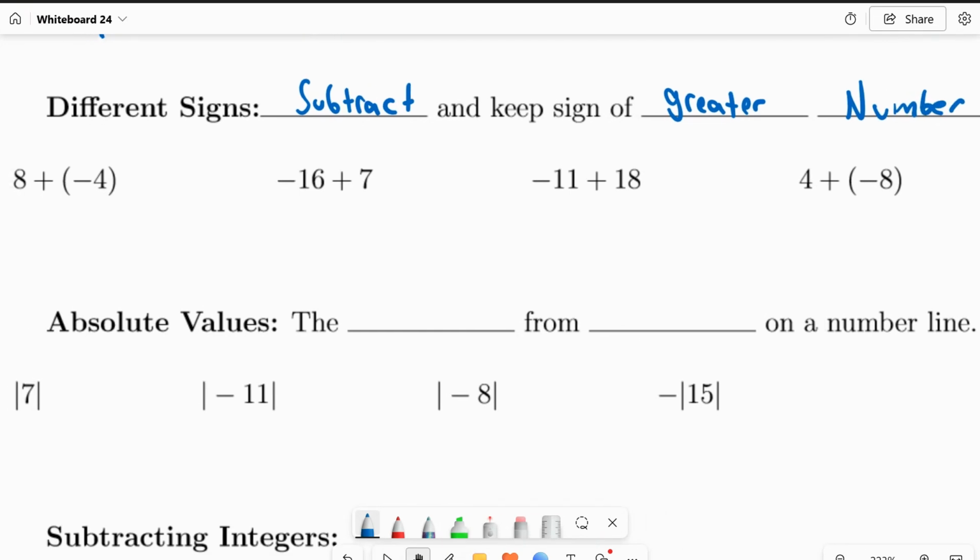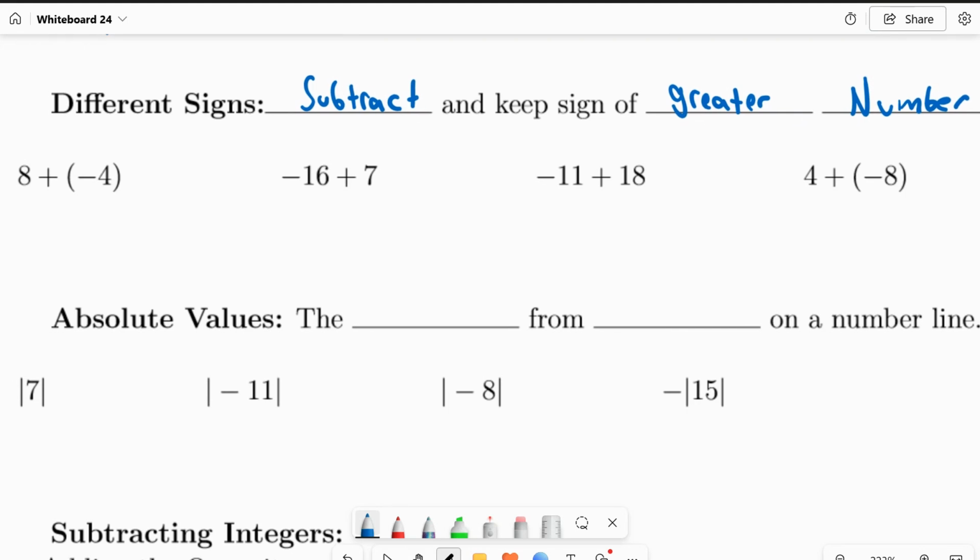All right. So for example, if we have 8 plus negative 4, the greater number between 8 and 4 is obviously 8. So we are going to subtract the two numbers. So we have 8 minus 4, which is just 4. And since 8 is the greater of the two numbers, we are going to keep the positive sign. It's just positive 4.